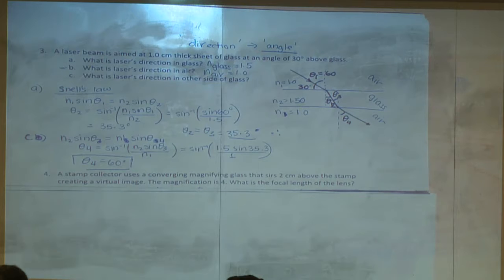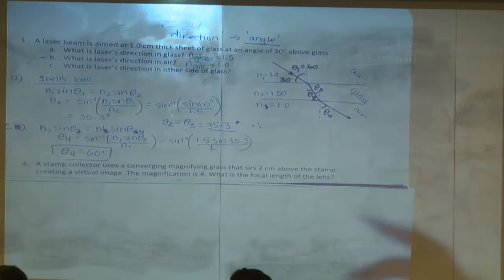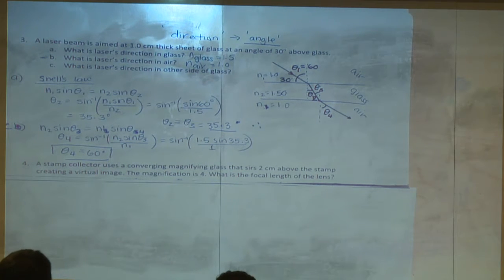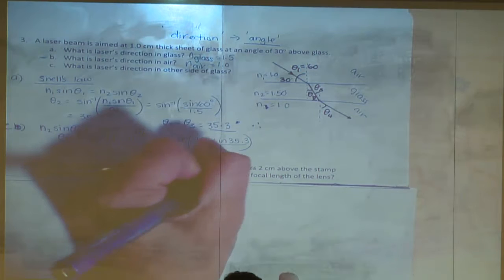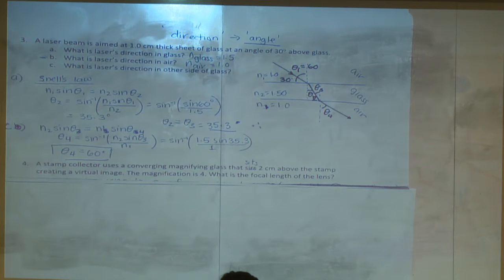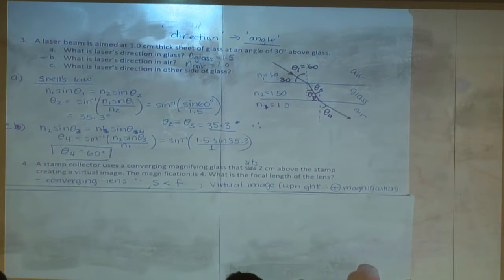So this is, I think, from chapter 18. We're starting chapter 18 now, ray optics. A stamp collector uses a converging magnifying glass that sits 2 centimeters above the stamp, creating a virtual image. The magnification is 4. What is the focal length of the lens? So we're looking for focal length, which is f, right?